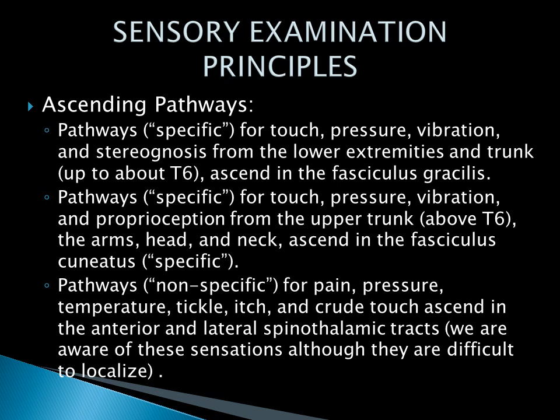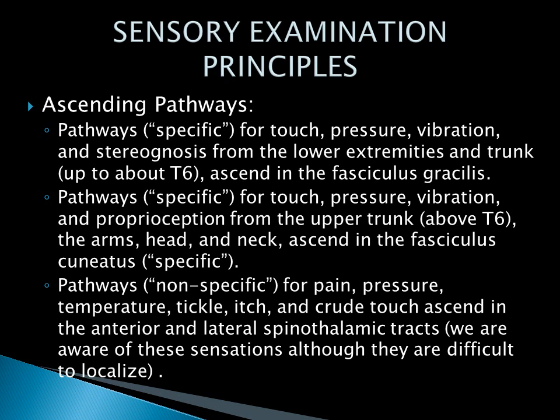So let's talk about some of these ascending pathways whereby this sensory information then makes it up into their consciousness so that they are able to respond to you. Now, pathways, the so-called specific pathways, pathways that are specific for touch, for pressure, for vibration, from the lower extremities and trunk up till about the level of C6, ascend in what's known as the fasciculus gracilis. This is part of the dorsal columns.